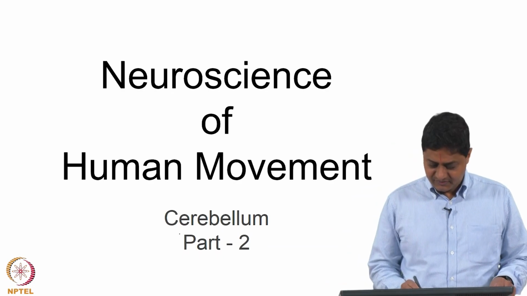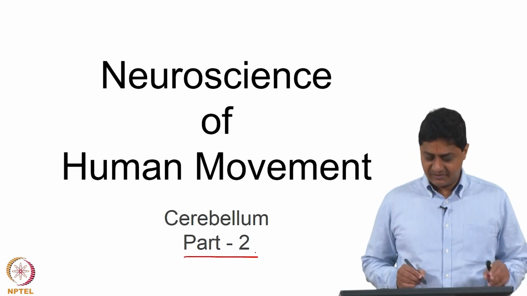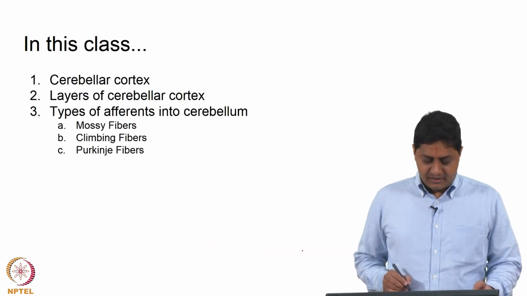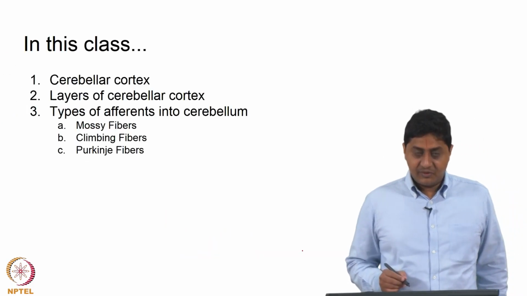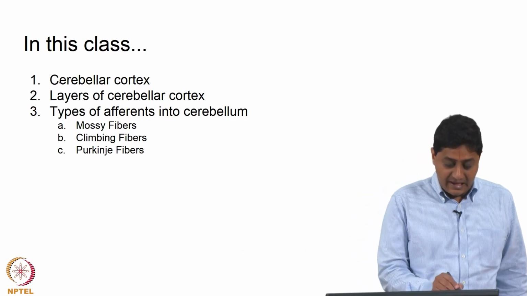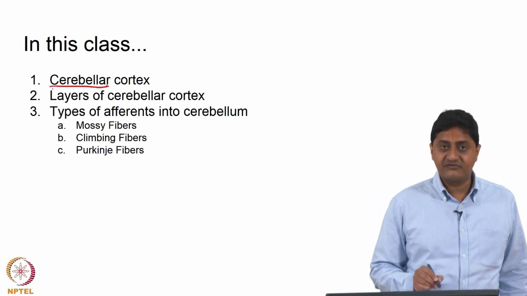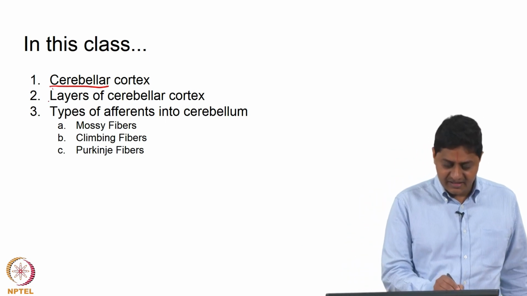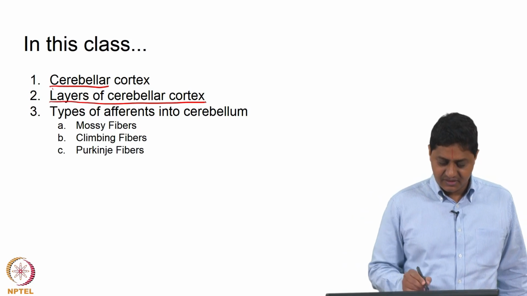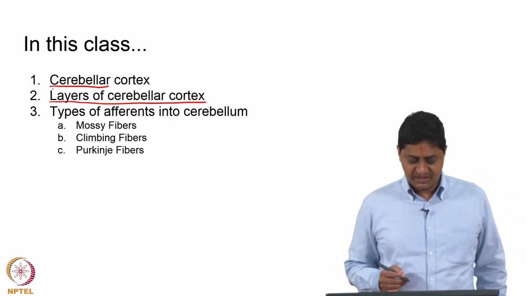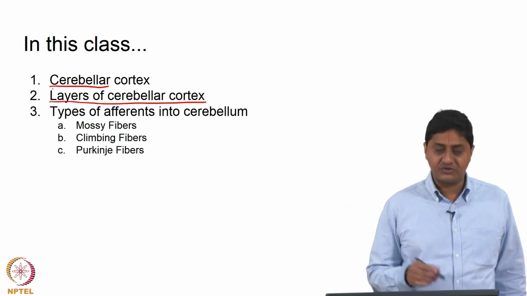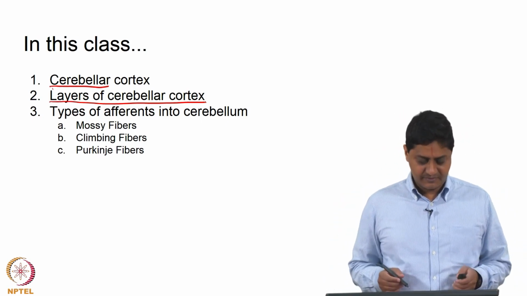So, welcome to this class on neuroscience of human movement. We are continuing with our discussion on cerebellum. This is part 2 of our discussion on cerebellum. In this class we will be talking about cerebellar cortex, different from cerebral cortex, the different layers of cerebellar cortex, the types of inputs that are received by the cerebellum, and the type of output in the cerebellum.